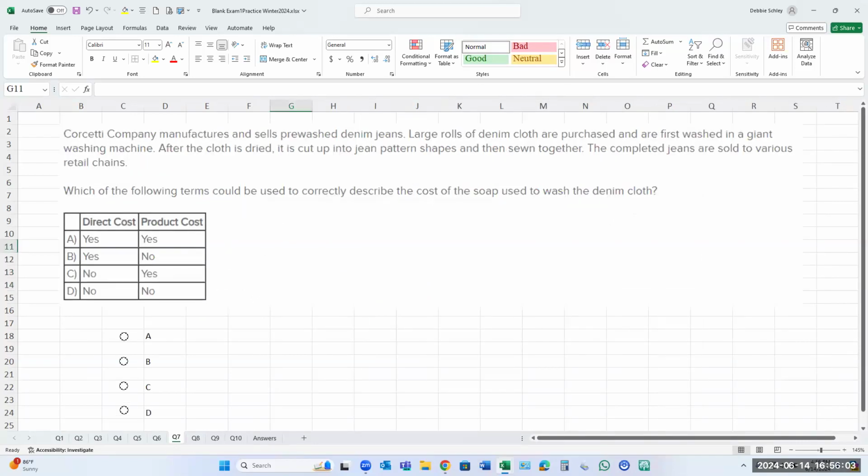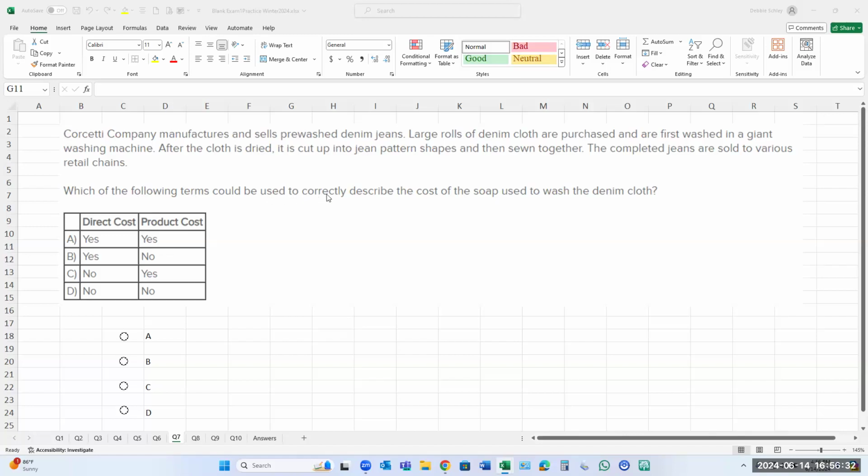All right, question 7. Corsetti Company manufactures and sells pre-washed denim jeans. Large rolls of denim cloth are purchased and are first washed in a giant washing machine. So while the cloth is still in one huge piece, it's washed. After the cloth is dried, it's cut up into jean pattern shapes and sewn together. The completed jeans are sold to various retail chains.